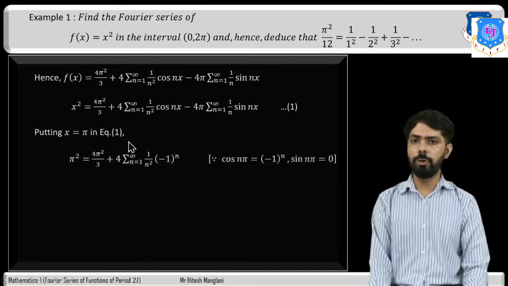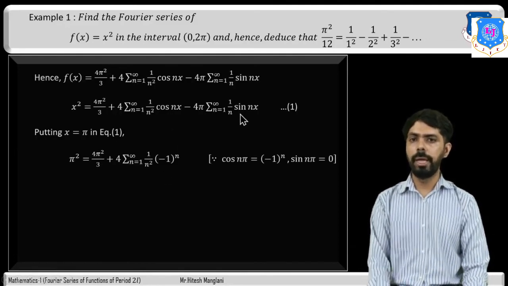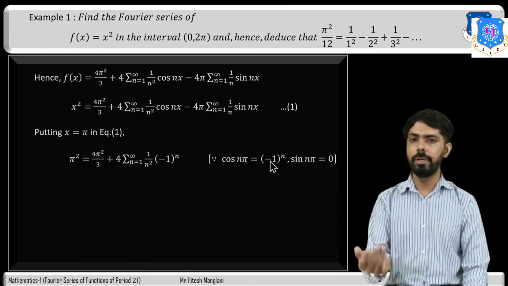So if we put x equal to pi in this equation, then it will be pi square is equal to 4 pi square divided by 3 plus 4 into sigma n equal to 1 to infinity 1 divided by n square. Then here it will be cos n pi, and the value of cos n pi is minus 1 raised to n. So here it will be minus 1 raised to n, and here it will be sin n pi, and the value of sin n pi is 0. Therefore no need to write out this term.